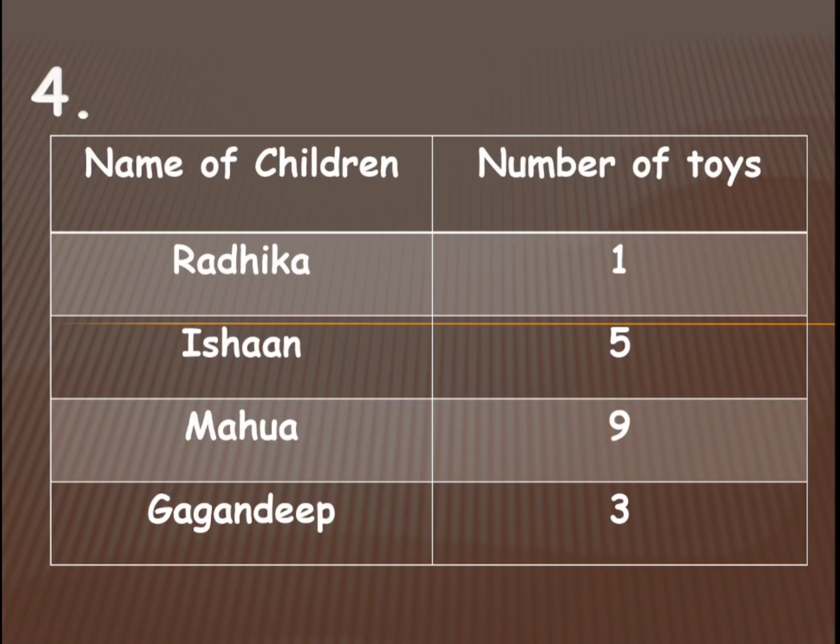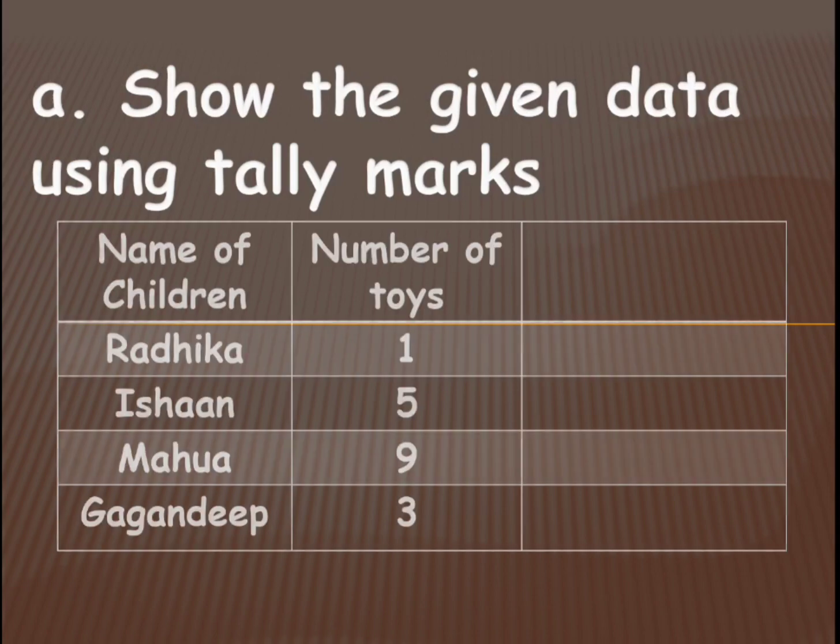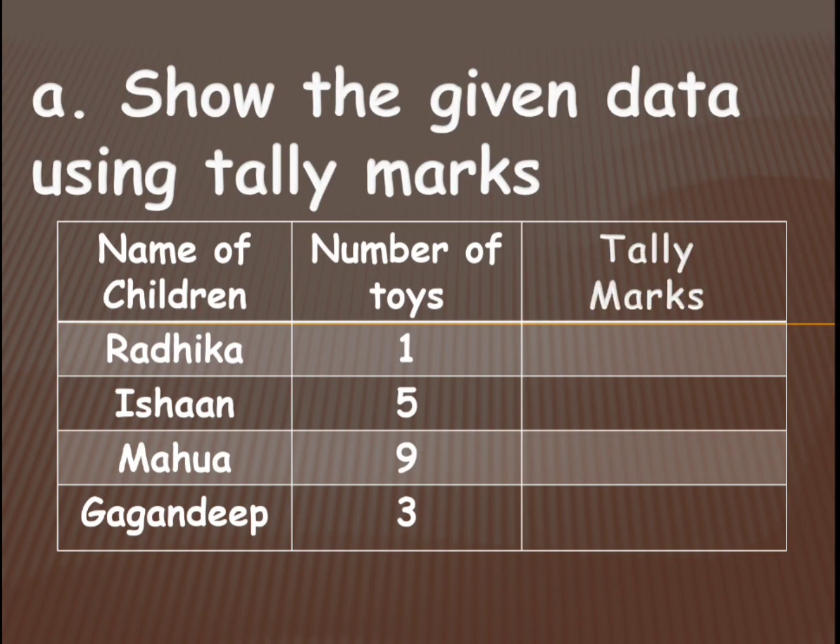Now what we have to do, let's see the question here. Show the given data using tally marks. So for the name of the child and the number of toys, we have to use tally marks and show it. Let's see how. For that, first you need to draw the same table, but you have to add one more column to it: name of the child, number of toys, and one more column here, and that column will be the tally marks.